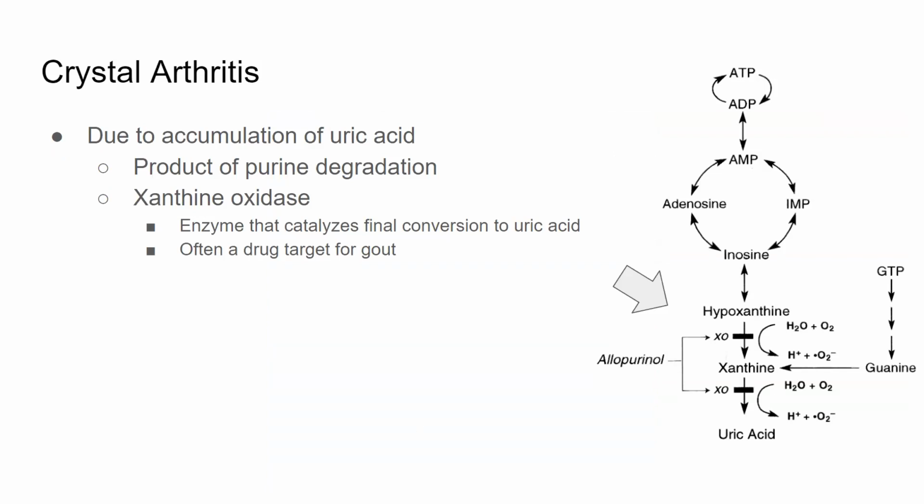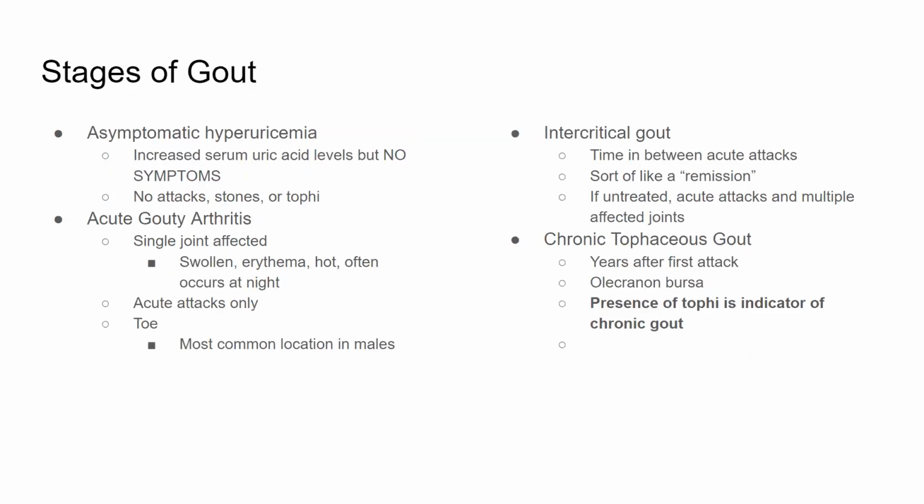So this is the one that converts hypoxanthine to xanthine. I put a little arrow there. Just so you guys know, I think it's really high yield for you to know that that's a big drug target for gout, especially allopurinol. That's one of the favorite drugs for gout. So just understanding that and why you would use it for gout. You want to decrease uric acid so that you don't have such high levels. By decreasing the production, you decrease the levels.